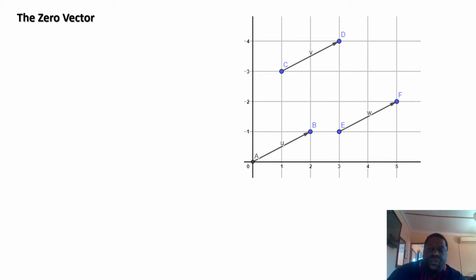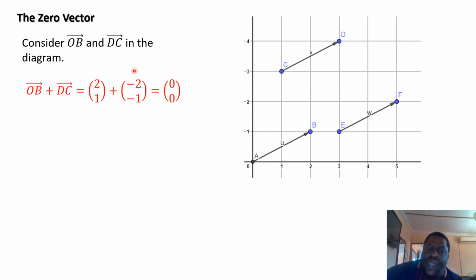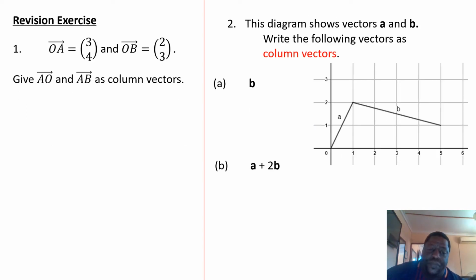Well, the zero vector, you can have a clear indication of the zero vector. So consider OB and DC. When you look at OB and DC, O to B will be 2, 1, and D to C will be minus 1, minus 2. So basically, if you add them, you get 0. So a zero vector is a vector whose resultant is just 0, 0. Okay, both its X, Y components are equal to 0. If it's a 3D vector, then its X, Y, and Z components will all be 0.